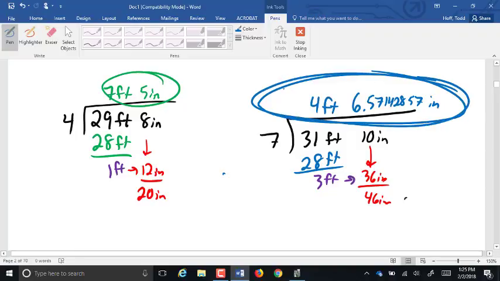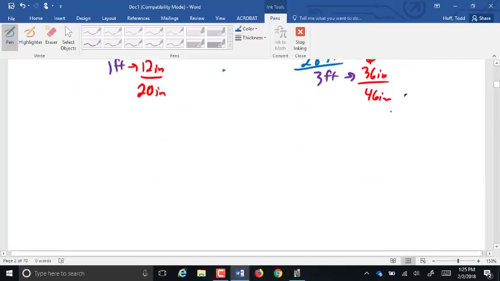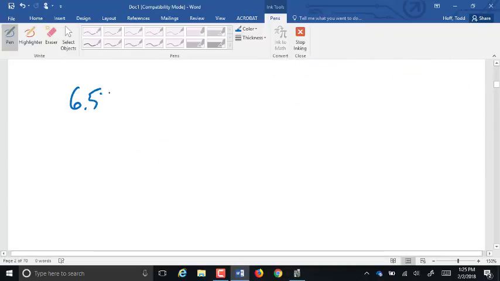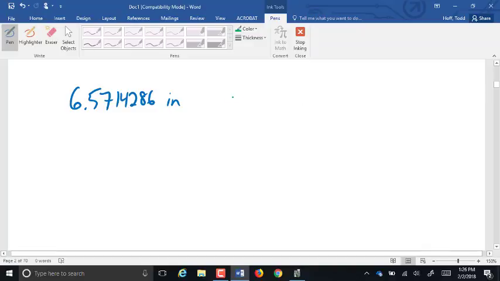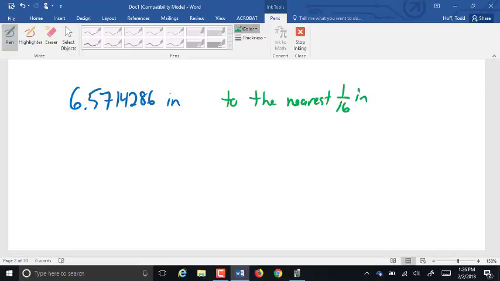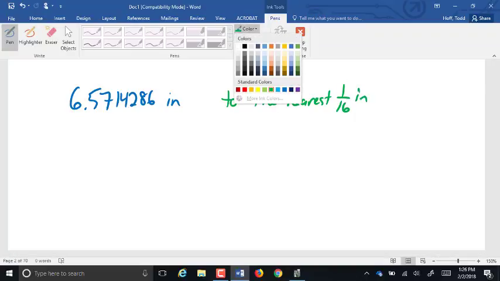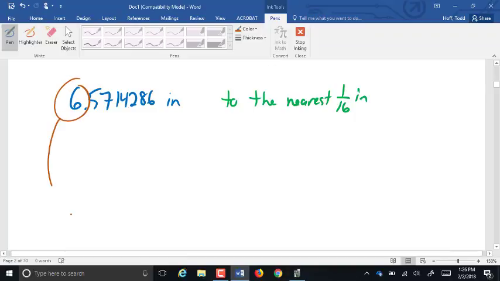Now I want to take a look at this here. 6.57142857 inches. Obviously, that doesn't appear on your tape measure anywhere. So let's say we take a number like that, 6.57142856 approximately inches. And let's say we're doing something where we want to measure to the nearest 16th of an inch. How would we convert that to the nearest 16th of an inch? Well, the 6 whole inches, that's not going to change.